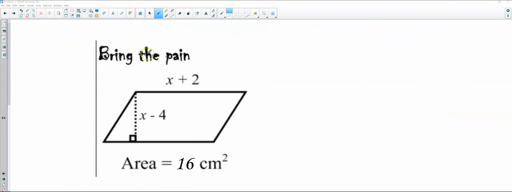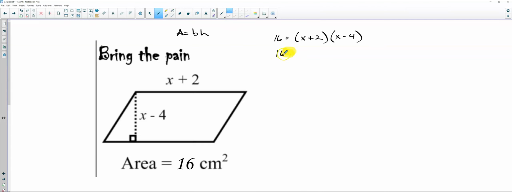Well, let's do this last one. Bring the pain, it says, but it's not so painful. Again, we are given the area. The area is 16, and that is base times height. Remember the formula: area is base times height. The base is x plus 2, and the height is x minus 4. All right, so we want to multiply.